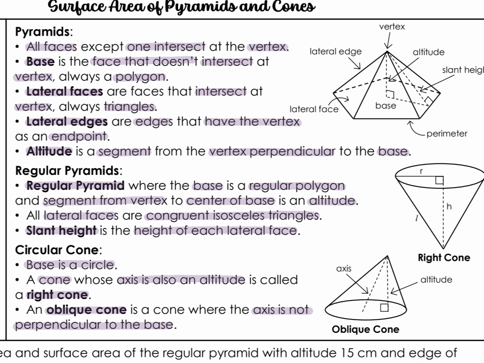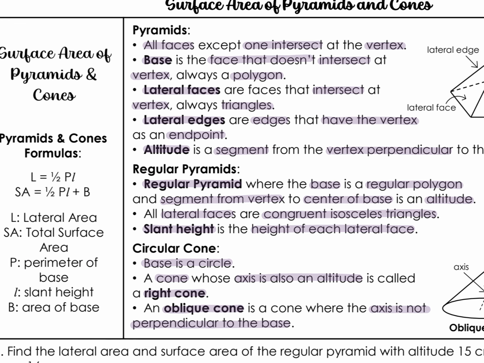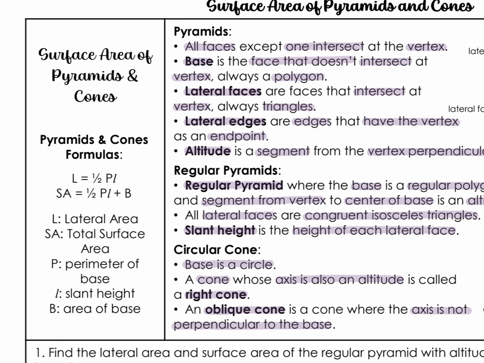All right, let's talk about our formula. So once again, we have our two formulas. We have our lateral and our total surface area. So lateral is everything but the bases, and that formula is 1/2 perimeter, remember it's of the base, times your L, which is your slant height. So that lowercase italicized L stands for slant height.